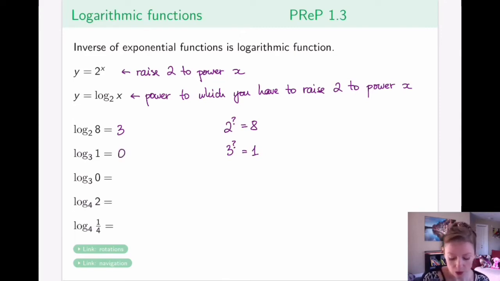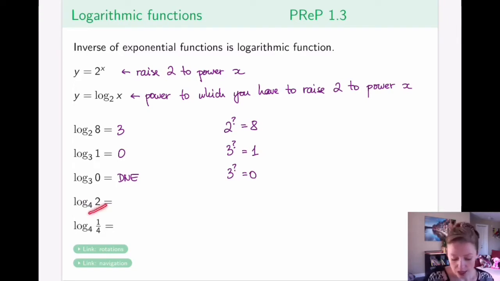Next one, 3 to which power will result in 0? Well, we've discussed that on the very first slide in this video. No power will give me 0 or a negative number. So this does not exist. A logarithm cannot have an inside of 0 or anything negative because no power will be able to give me a 0 or a negative number as the actual result.